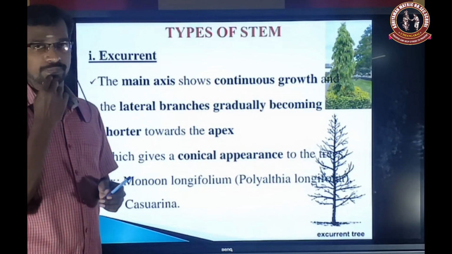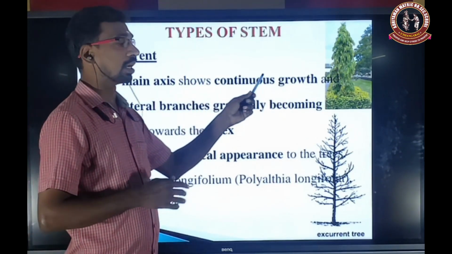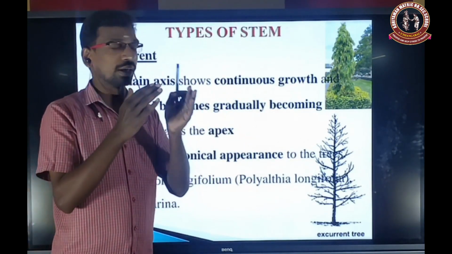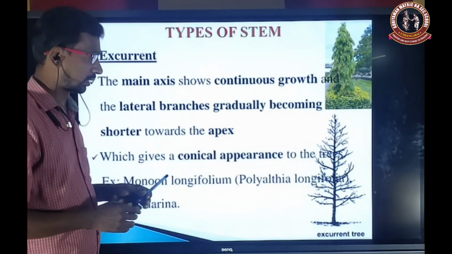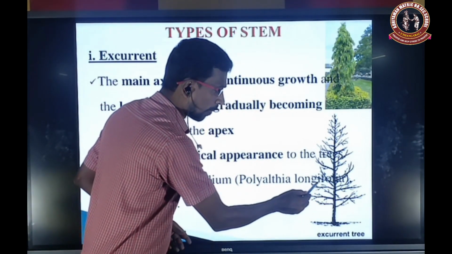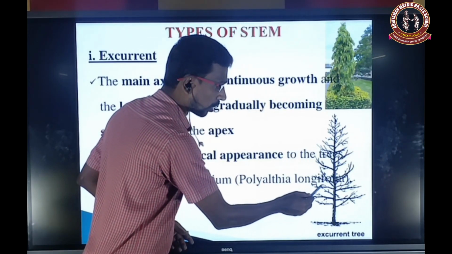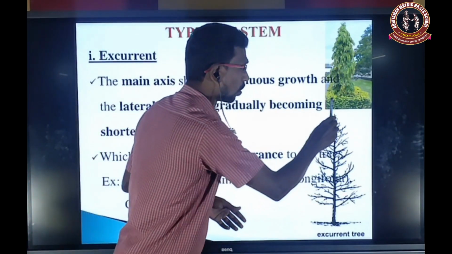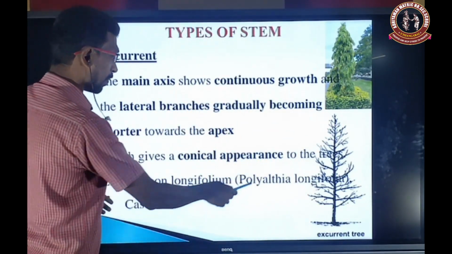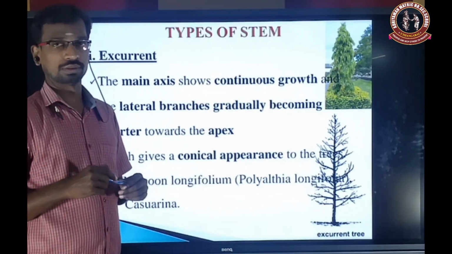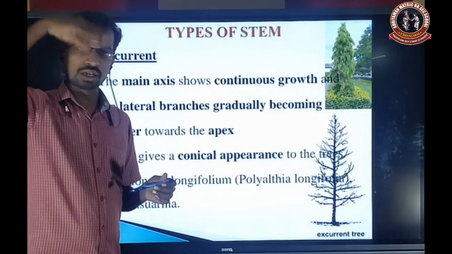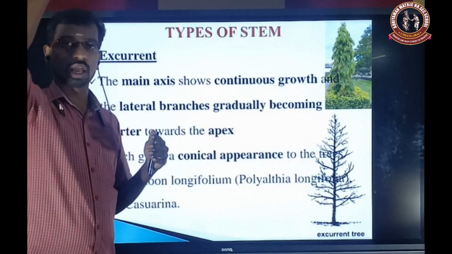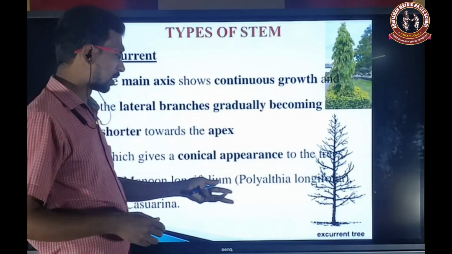What is excurrent? The main axis shows continuous growth, and the lateral branches gradually become shorter toward the apex. Here the branches are long, and above that, compared to the downside, they are very short. Near the tip, the branch length gradually decreases, and it looks like a cone. Example, Polyalthia. The main stem is continuously grown, and the lateral branches decrease in size from base to apex, giving a conical shape.